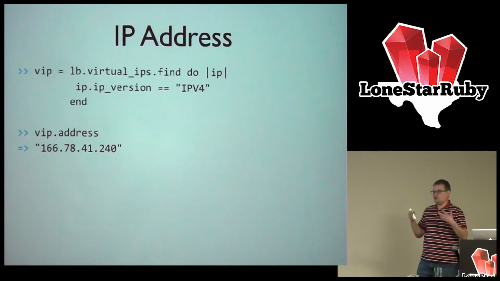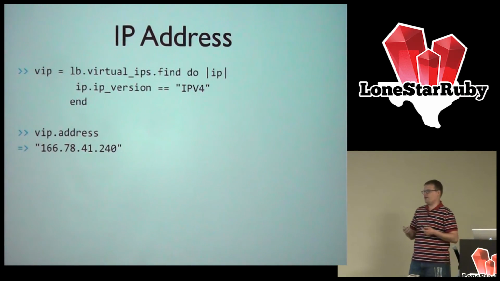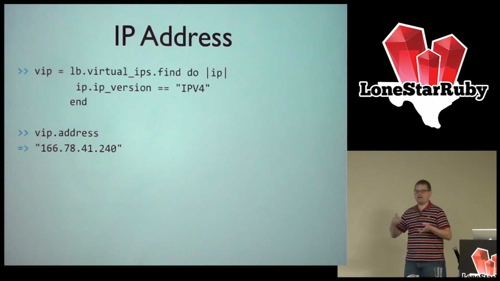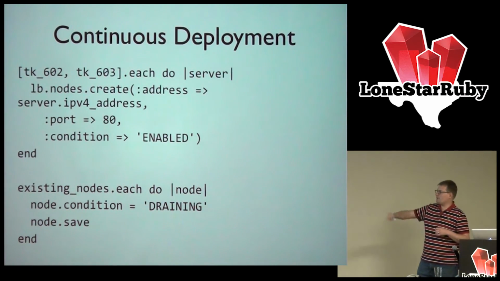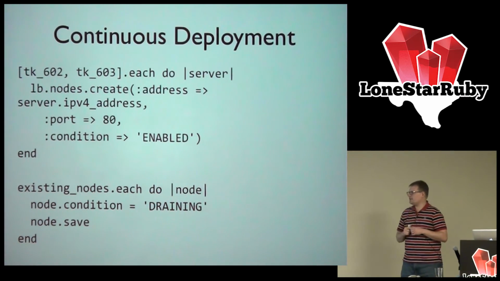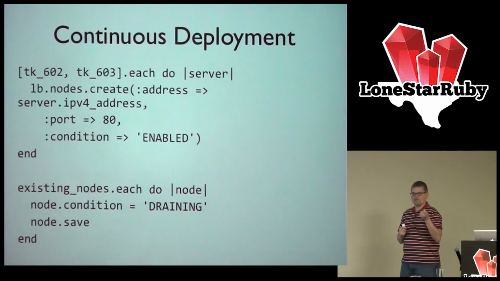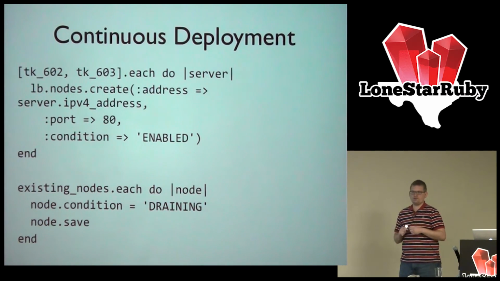Now, just to give you a little bit of a taste of what you can do with programmatic infrastructure, I'm going to show you a little bit of continuous deployment. So if we go ahead and create two new servers, TK602 and TK603, with newer versions of software, we can go ahead and add those nodes like we did before. And then we can take our existing nodes, TK421 and TK422, and we can set the condition to draining. So the load balancer will no longer send any requests to those two nodes.